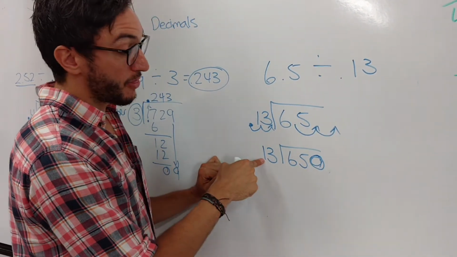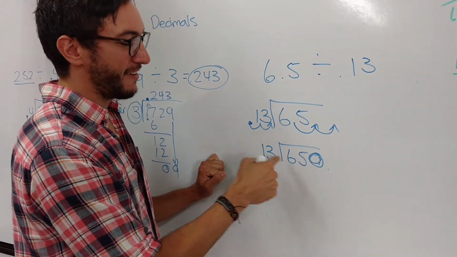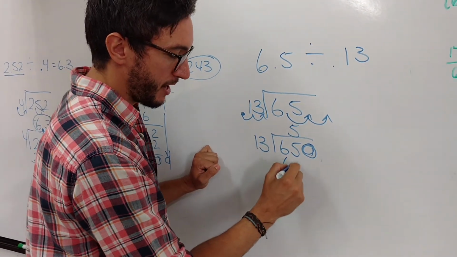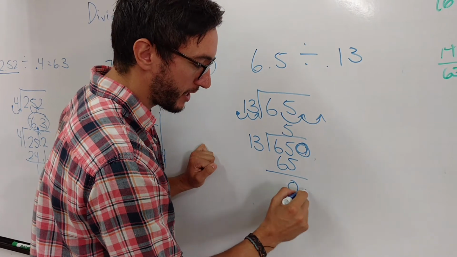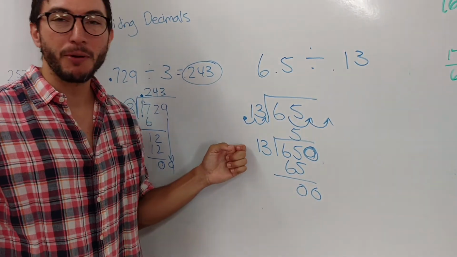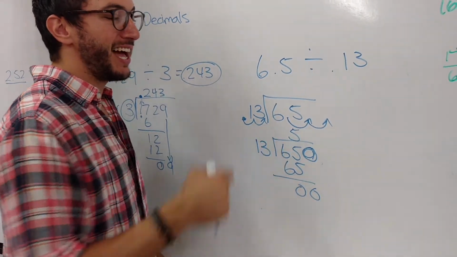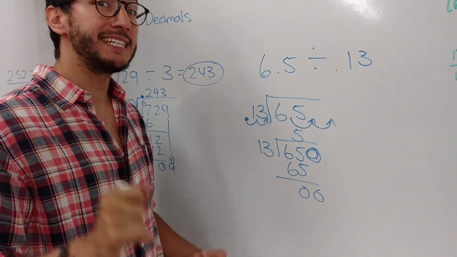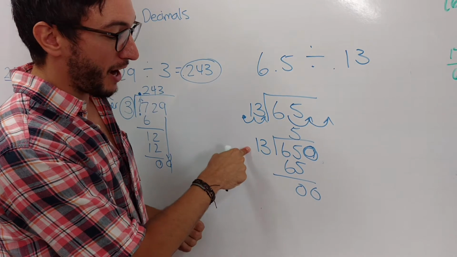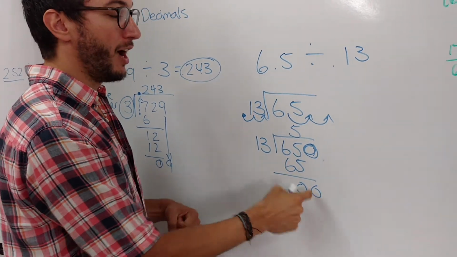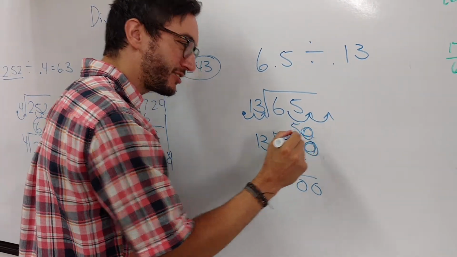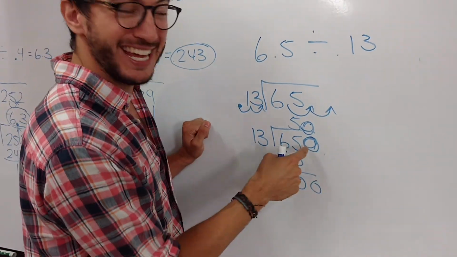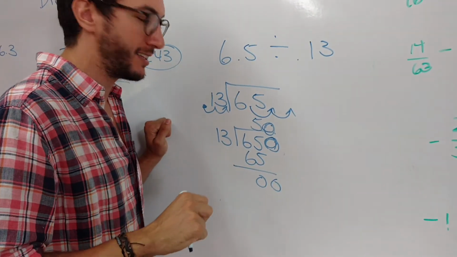So, 13 goes into 65, I think a total of 5 times, which would get me 65, which will bring a 0 here. Now the important part here, 13 does not go into 650 5 times. Goes into 65 5 times. So, I must see 13, 0, I must add another 0 here, which means that 13 times 50 is 650, which makes sense to me.